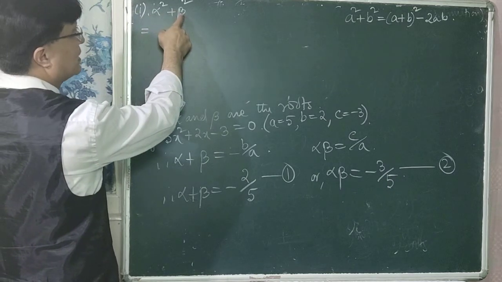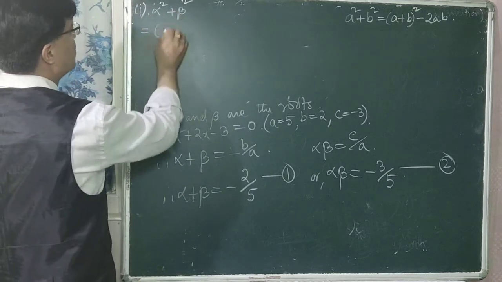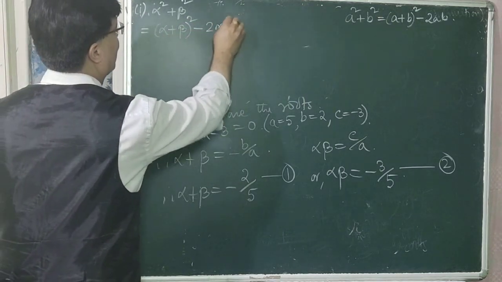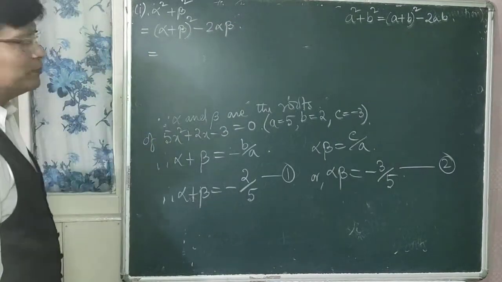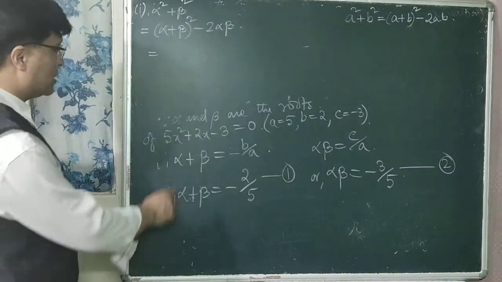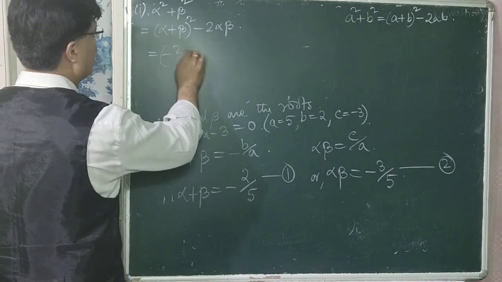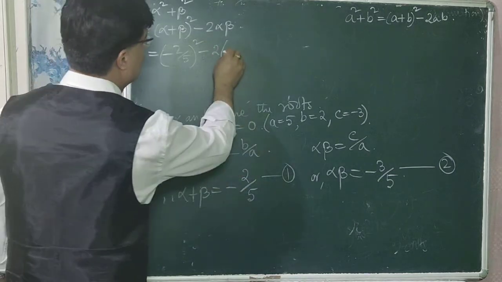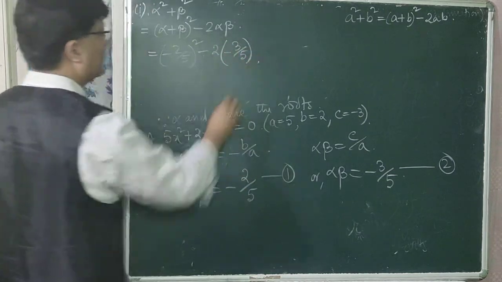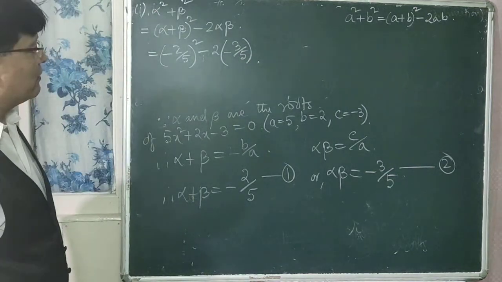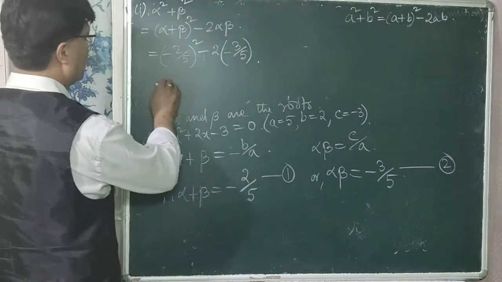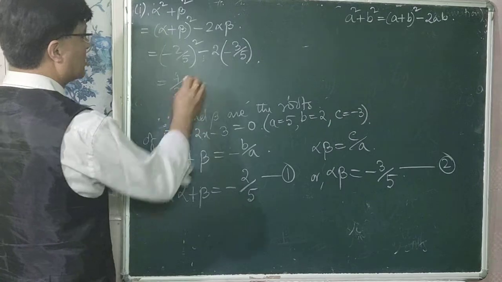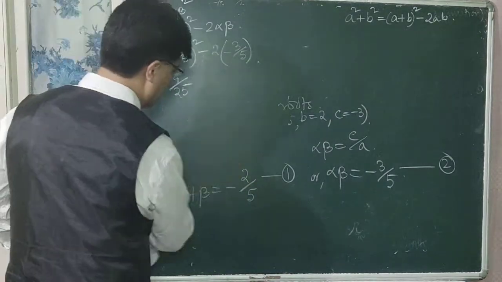Alpha is a, beta is b. So alpha square plus beta square is equal to alpha plus beta whole square minus 2 alpha beta. Now what is the value of alpha plus beta? Minus 2 by 5 whole square minus 2 into alpha beta, that is minus 3 upon 5, right? So let us simplify it. Minus whole square is plus, so 2 whole square is 4, 5 whole square is 25, right?